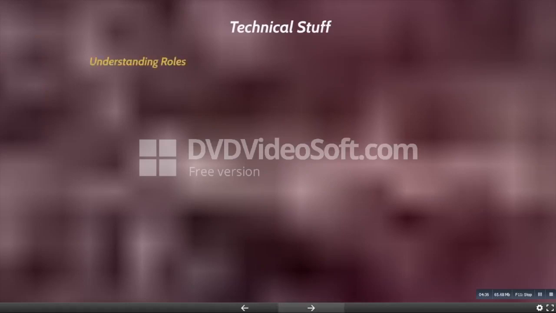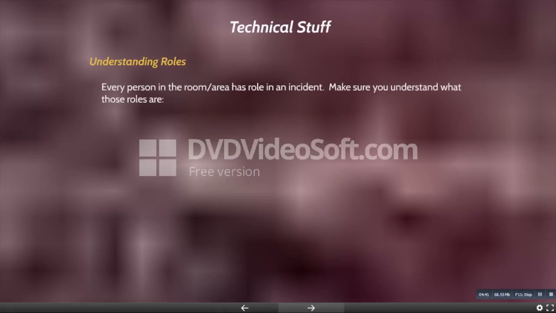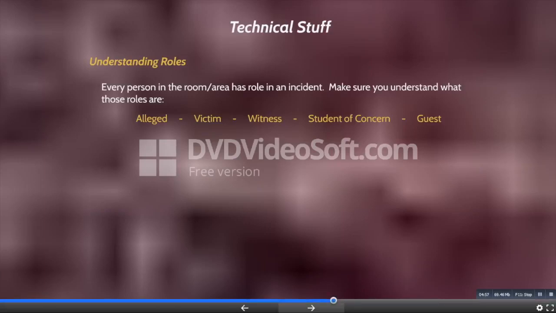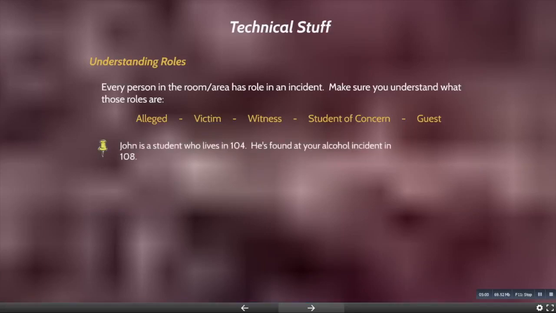So next we want to talk about understanding roles within different incidents. Every person in the room or area has a role in the incident, so make sure you understand what these roles mean: alleged, victim, witness, student of concern, and guest. If John is a student who lives in 104 and he's found to have alcohol in the incident in room 108, he's an alleged person in this case. He allegedly broke the policy.